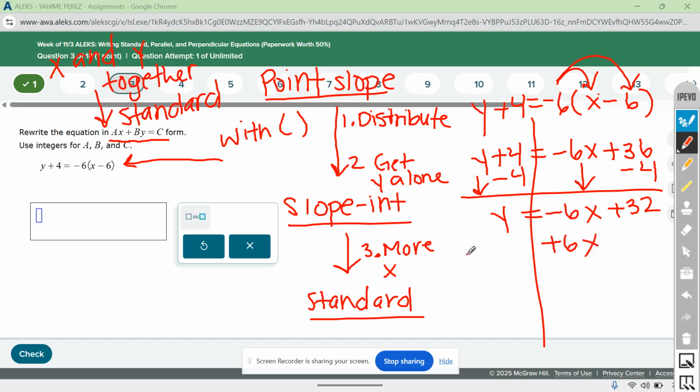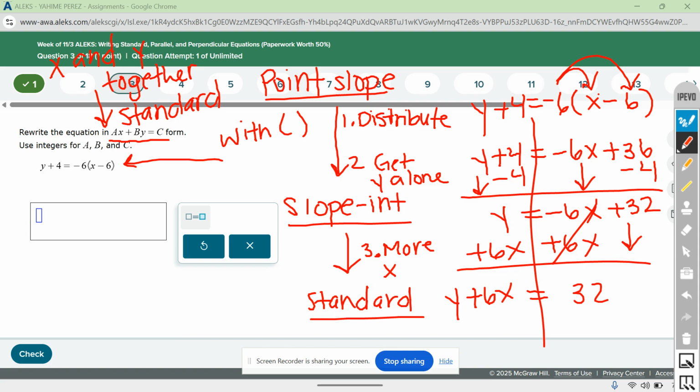And when I do to one side, I have to do to the other, and this will effectively move the x to the left. So this will be y plus 6x, right? Because I can't actually add y and 6x because they're not like terms. So I'm just going to put them next to each other. And bringing down 32, I'm done. I have my standard form.